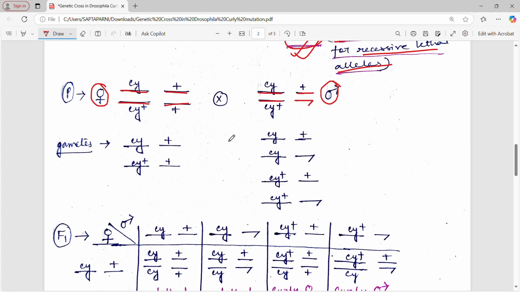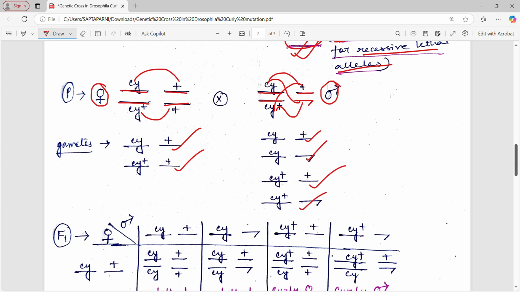Okay, now we are deriving the gametes. So what will be the gametes here? One will be CY and X chromosome, and another one will be CY plus and X chromosome, from the female. And from the male we will get four types of gametes. One will be CY and X chromosome. Another one will be CY and Y chromosome. Then one will be CY plus and X chromosome, and another one will be CY plus and Y chromosome.